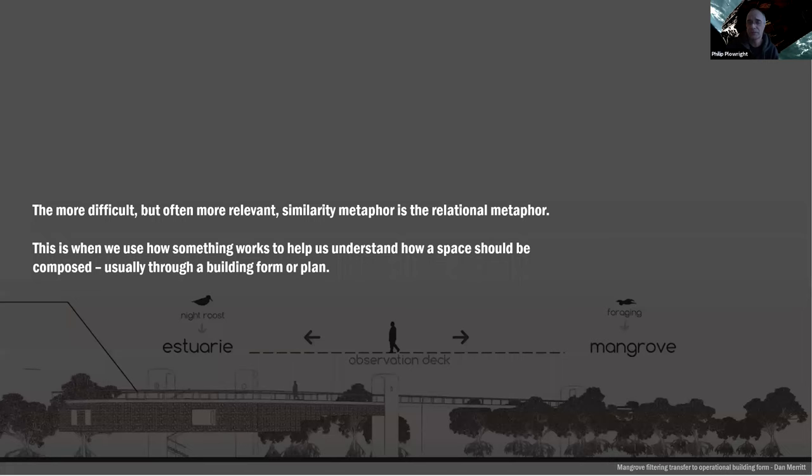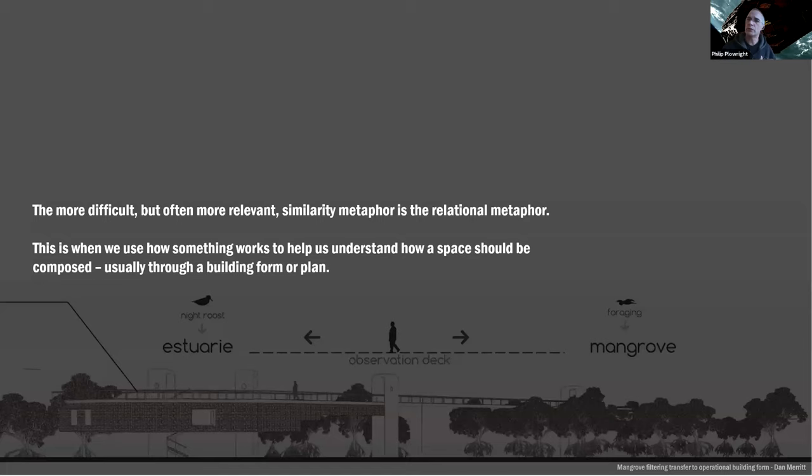There's another type of similarity metaphor, which becomes really more relevant, but it's a lot more difficult to do. And that's a relational metaphor. That's when we take how things work and transfer it to how buildings work. The image you see below is a relational metaphor that has to do with mangrove swamps and how the mangrove and the water operate together, where a building that doesn't look like a tree works in the same way, in the way that the foundations operate, the way it filters water, the way it's situated within the relationship between the ground and the land.